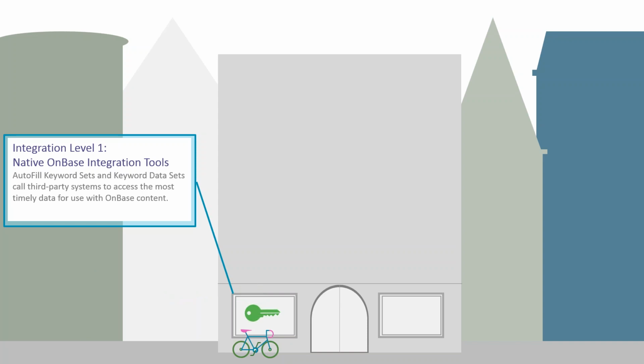Just the price of entry with OnBase gets you the ability to use autofill keyword sets and keyword data sets that have an external option. So you can call a third-party system to access the most timely data for use with any of the OnBase content, and that's real time. So if somebody who is indexing a document and they're using an external autofill, they'll put in the primary value, and then OnBase goes out and accesses that other system and says, okay, they put in the ID number, let's get back this customer information or this vendor information.